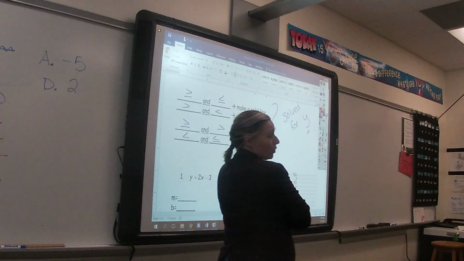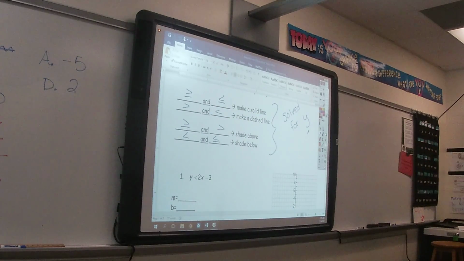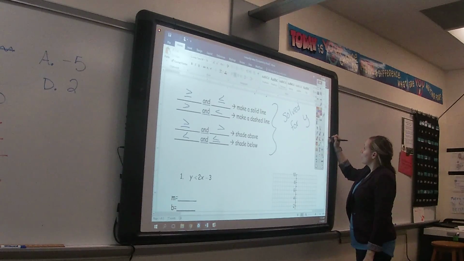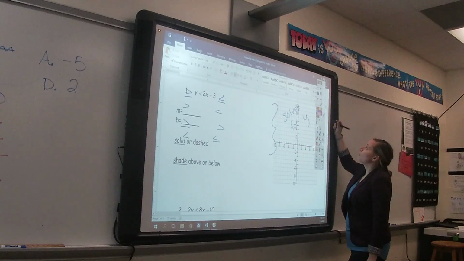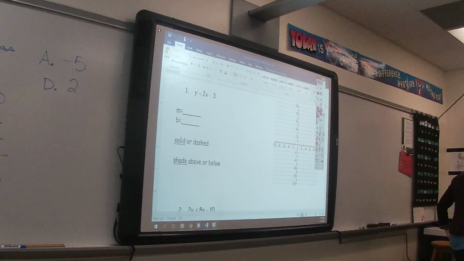So really all we're doing today is graphing in slope-intercept form, but now we're going to think about that equal sign as an inequality sign, and consider if it's dashed or solid, or shaded above or below. Everything else is pretty much exactly the same. So let's say we want to graph y is less than 2x minus 3.